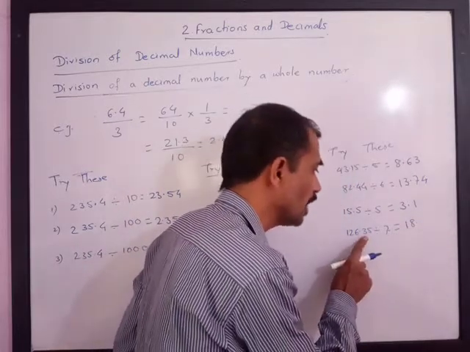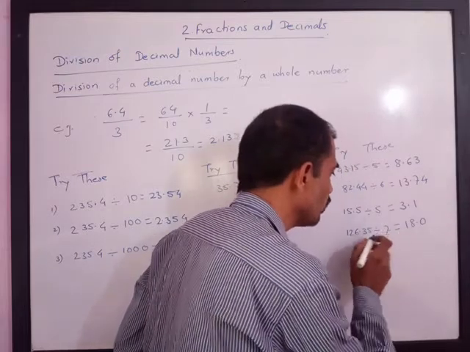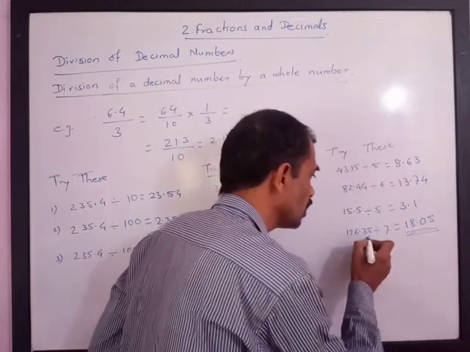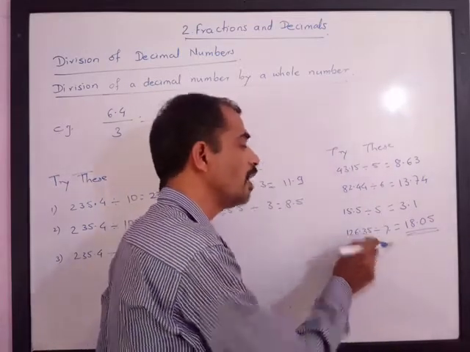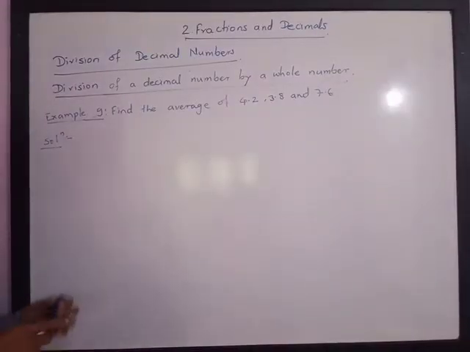Now please note, we can take only one digit at a time, so we have to give 0. 7 5s are 35. Understand this? You have to take only one digit downside while dividing. Do this division. If you have any difficulty, you can ask in the comment box. Let us proceed to the next example.